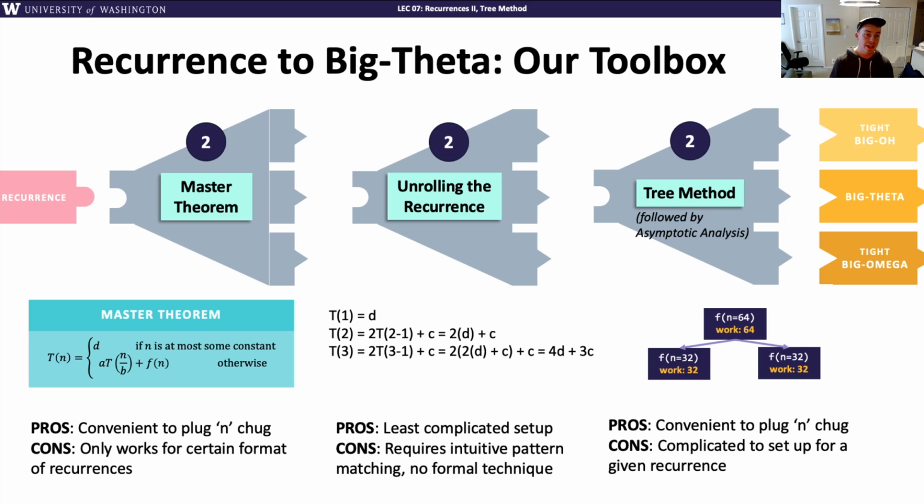So this last tool we're going to show you is the tree method. And this tree method is also going to work out really nicely. It's easy to just plug in your values and work through it. However, it's going to take a lot of setup. And you still have to do some asymptotic analysis at the end because we'll end up with some summations. So it's a little complex to set up, but it's a very general setup, so it works in a lot of contexts.